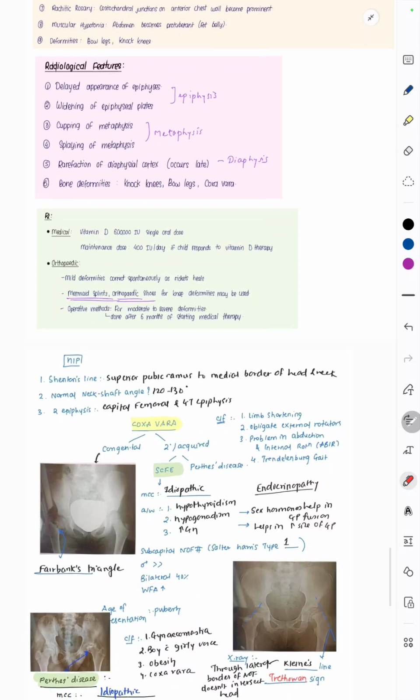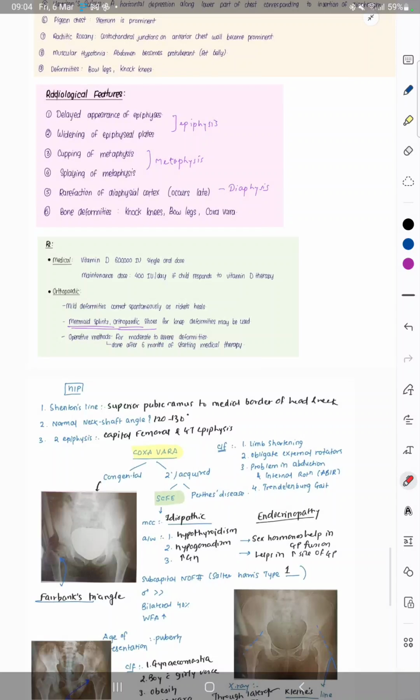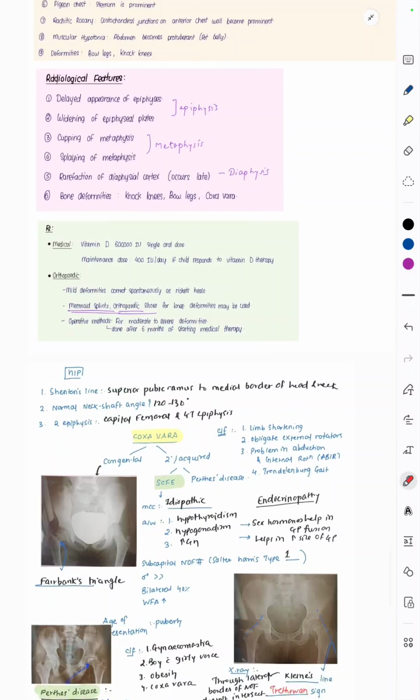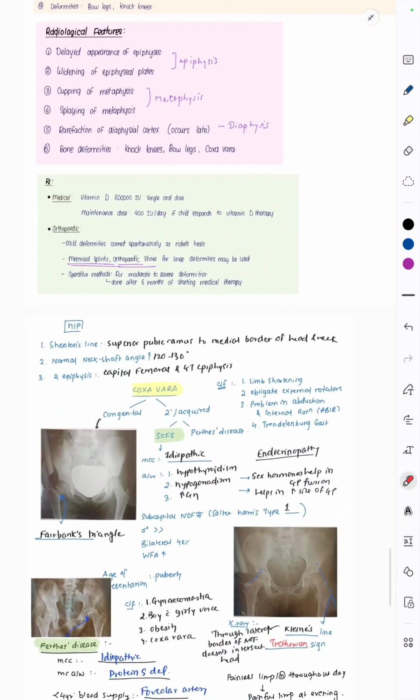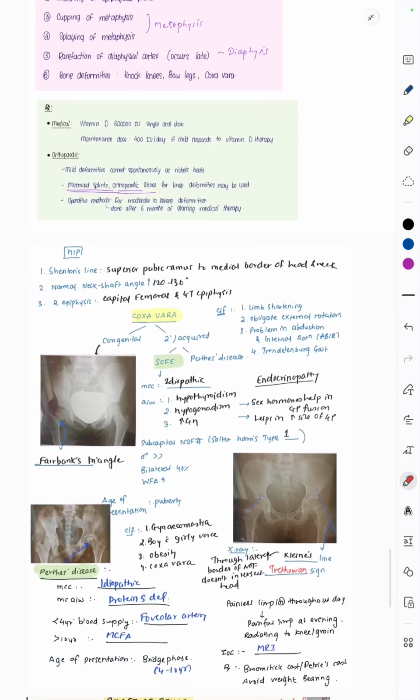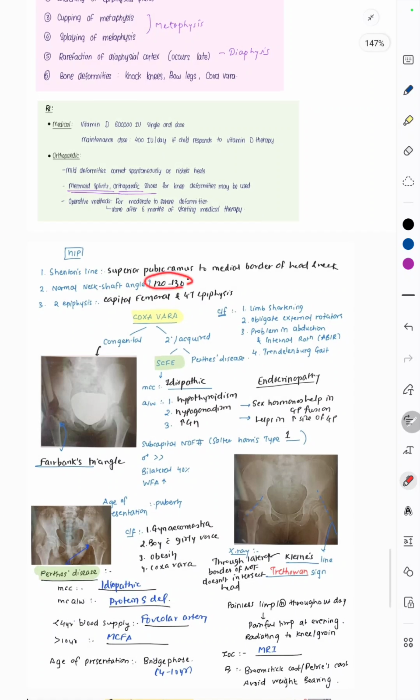Now talking about hip deformities, there are two important ones, slipped capital femoral epiphysis and Perthes disease. Both of them present with coxa vara. The clinical features are going to be the breaking of Shenton's line. Apart from that, shortening of the limb, obligate external rotation, restricted adduction and internal rotation, abduction and internal rotation, and Trendelenburg gait are seen. The normal neck shaft angle is 120 to 135 degrees. If it is less than 120, it is coxa vara. More than 135 degrees is coxa valga.